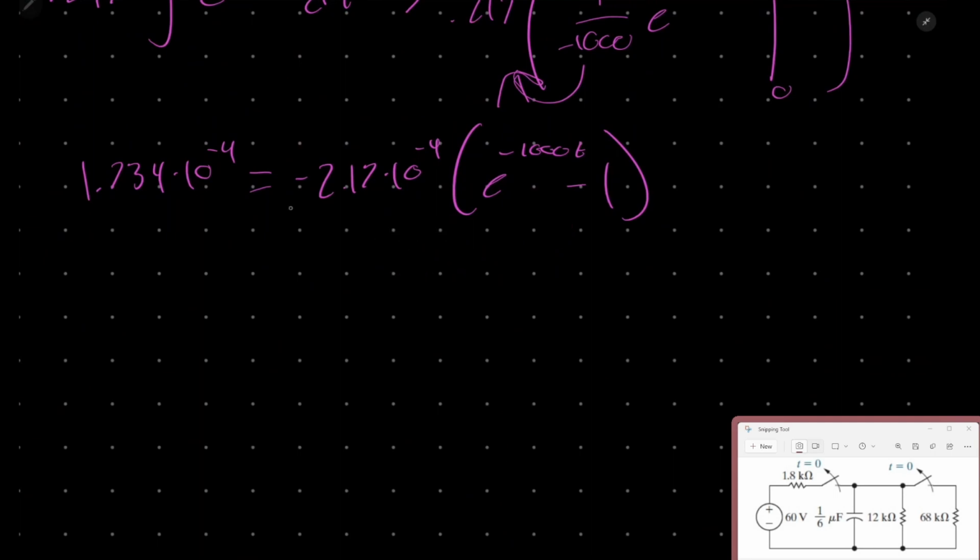Actually, we're not going to multiply this through. We're going to divide both sides by negative 2.17 times 10 to the negative 4. So we'll take our left side, divide it by our right side here to get negative 0.8. So we got negative 0.8 is equal to e^(-1000t) minus 1. We'll add the 1 over, plus 1. We get 0.2 equals e to the negative 1,000t.